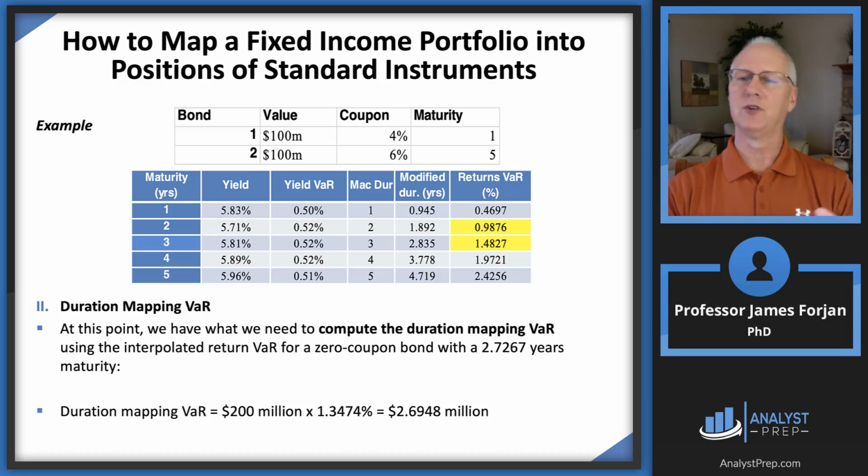What did I say to you just a few moments ago? The principal mapping is really, really easy. The duration mapping is just about as easy. You just have to do some quick math. But it makes more sense then that the duration mapping value at risk captures more of interest rate risk than the principal mapping one. That sounds like a great question to me.